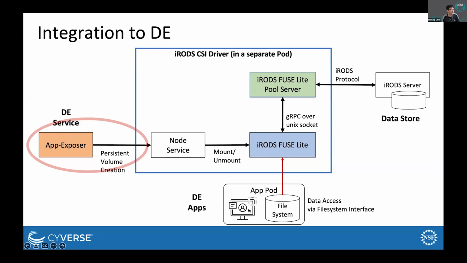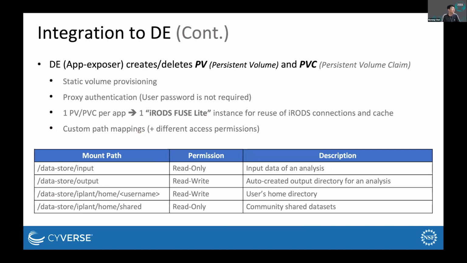The iRODS Fuse Lite is the one providing actual data access to iRODS through the file system. To sum up, the integration requires only a few lines of code to create Kubernetes persistent volumes with proper parameters. The app exposure creates persistent volume and persistent volume claim object. After the app runs, it also deletes them.